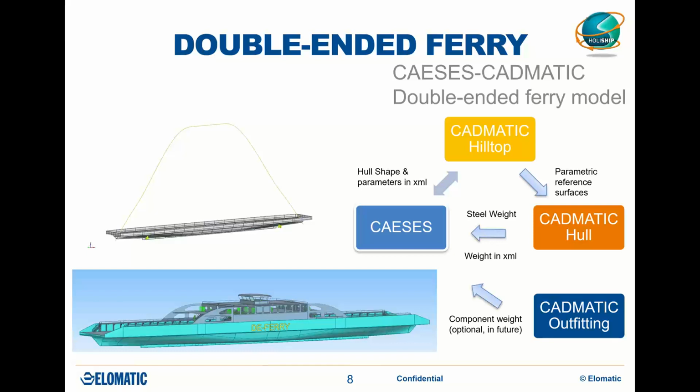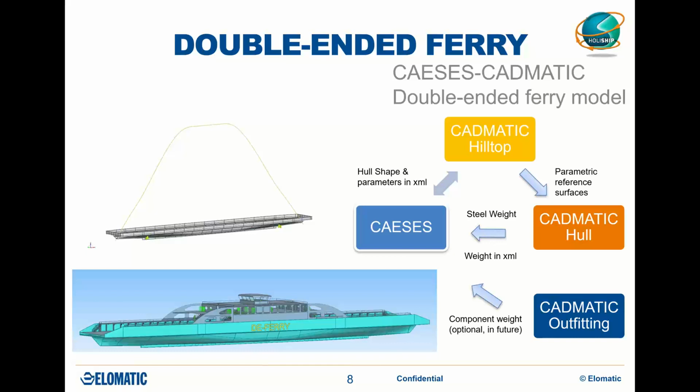And from the lower left figure, you can see the structural CADMATIC double-ended ferry model, where we already have some stairs, doors, and passengers on board. So after this 3D general arrangement and the 3D ship model are ready, the optimization loops start.